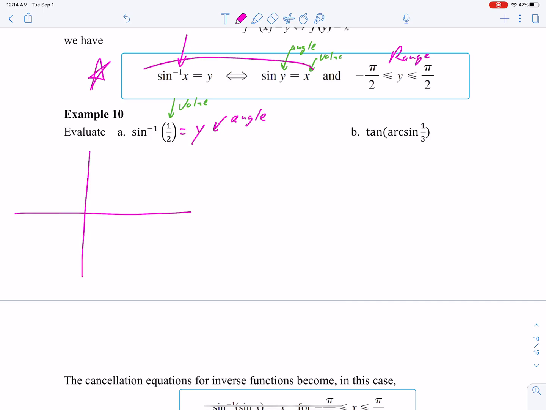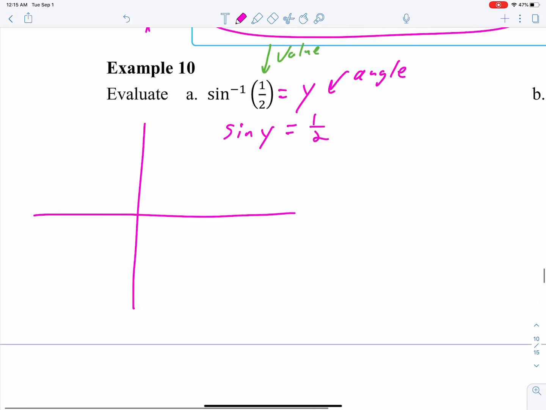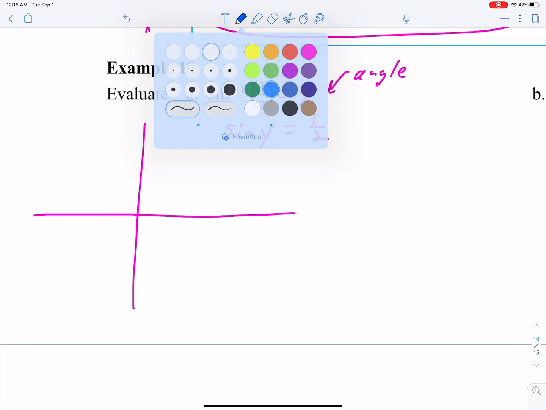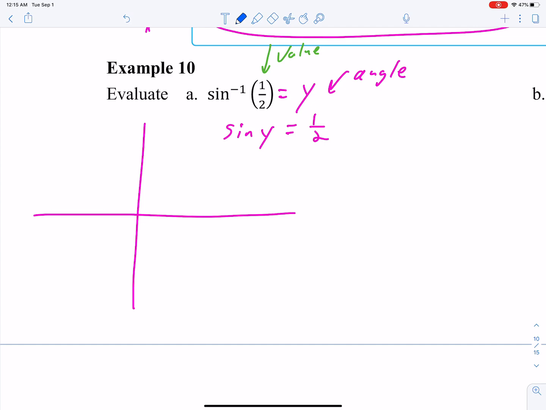So what we're going to do is use this definition up here. Inverse sine of 1/2 equals y means we're trying to find sine of some angle y that equals 1/2. Okay, so this goes back to remembering SOHCAHTOA, right? Sine is opposite over hypotenuse. So first step we need to do here, well, kind of second step, I guess, we need to figure out what quadrant we're working in.